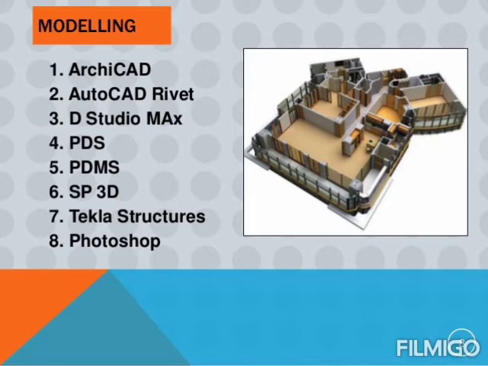Modeling. Models through the use of softwares are used in civil engineering to express the design aspects. Here, some sort of abstract language or pictures are used to express the software design. For example, ArchiCAD, AutoCAD Revit, 3D Studio Max, PDS, PDMS, SP3D, Tekla Structures, and at last the most important and basic software, Photoshop.